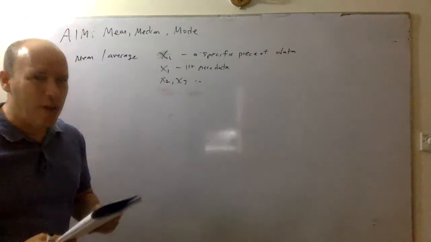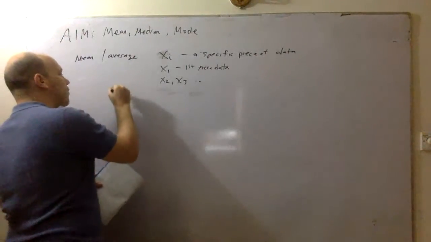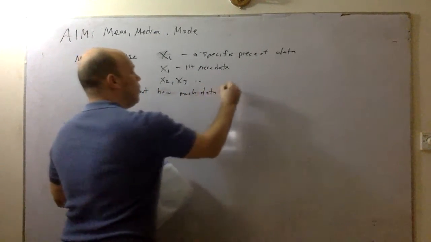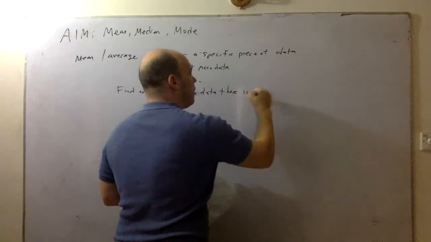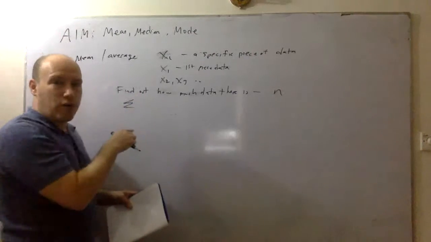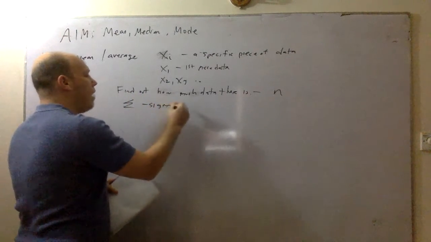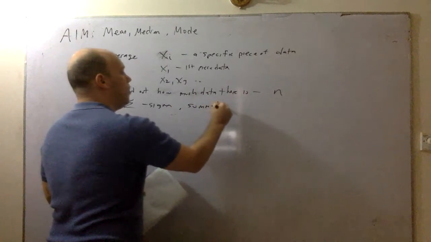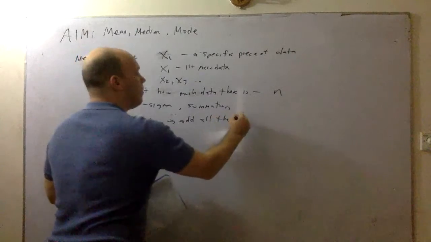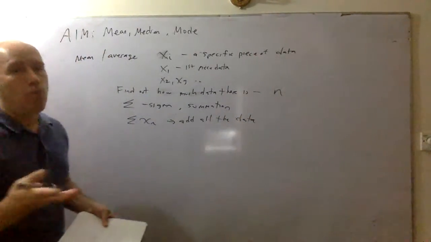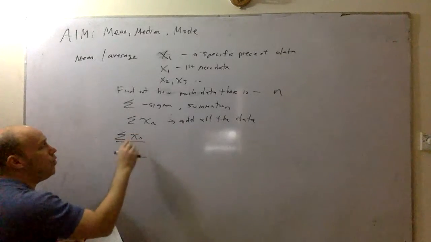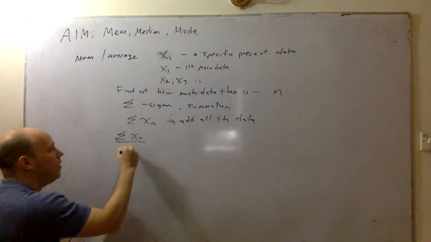So the next thing you want to do, first of all, is find out how much data there is, and that's the number n. Then this notation, that's a Greek letter, sigma, and that's for summation. So when we write sigma of the data, this means add all the data. When you add up n pieces of data and divide by n, you get the average.